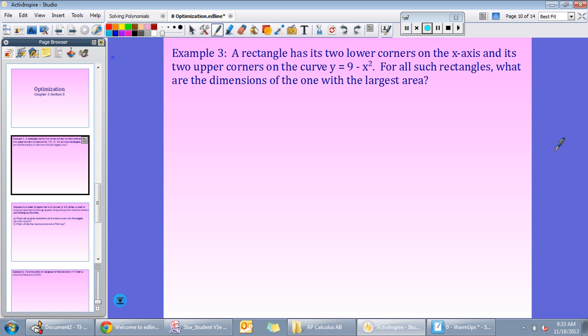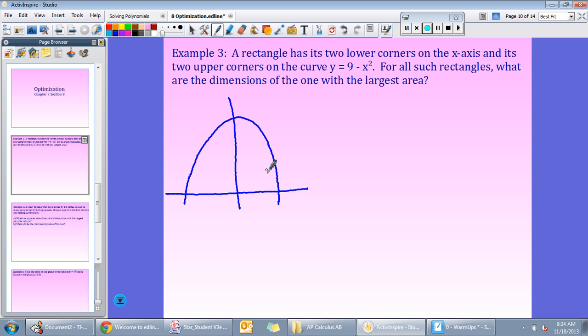Alright, a rectangle has its two lower corners on the x-axis and its two upper corners on the curve 9 minus x squared. So that's a perfect parabola. And my y-intercept is at (0, 9), and my x-intercepts are at negative 3 and 3. And we've got this rectangle inscribed where our two lower corners are on the x-axis and our two upper vertices are on the parabola.